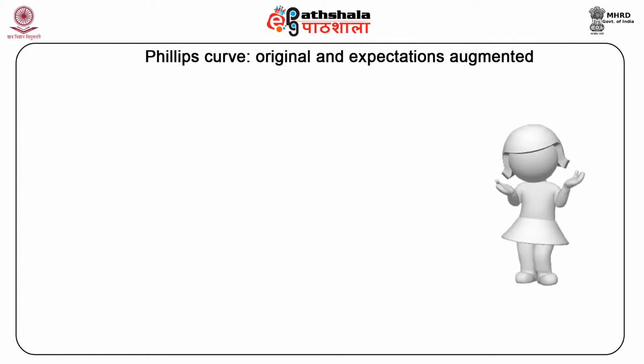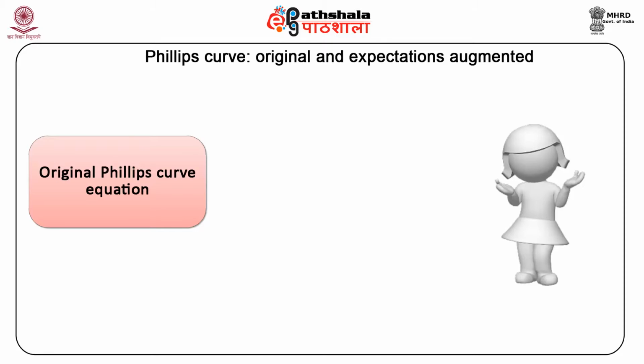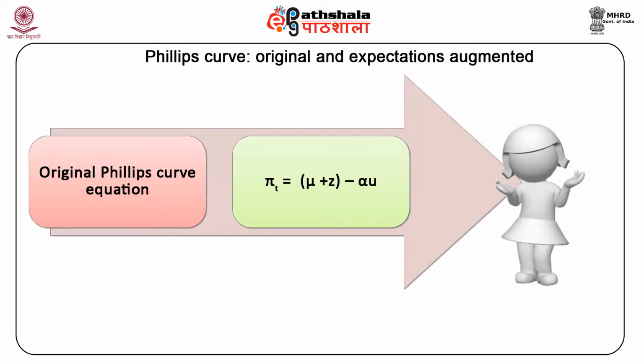Original Phillips curve. The original Phillips curve is given by the equation inflation in time period t is equal to (mu plus Z) minus alpha U. This can easily be understood if one knows about the time period and the conditions in which Phillips, Samuelson and Solow worked. During their study period, average inflation was close to zero. Since the average inflation over the past years was zero, it was reasonable to expect that inflation would be zero over the next year too.